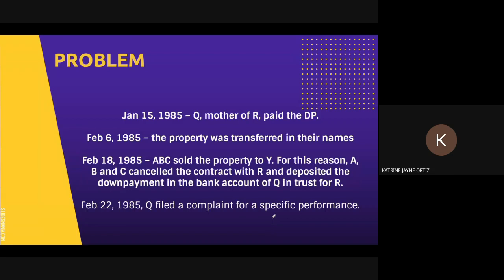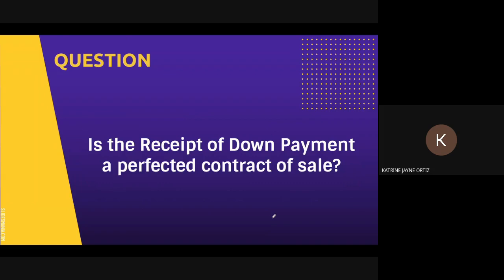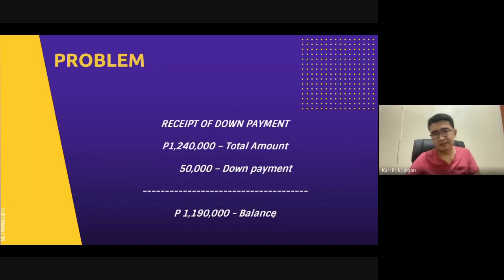January 15, 1985, Q, mother of R, paid the down payment. February 6, 1985, the property was transferred in their names. February 18, 1985, ABC sold the property to Y. For this reason, A, B, and C canceled the contract with R and deposited the down payment in the bank account of Q in trust for R. February 22, 1985, Q filed a complaint for specific performance. Question: is the receipt of down payment a perfected contract of sale? Is it a perfected contract of sale?